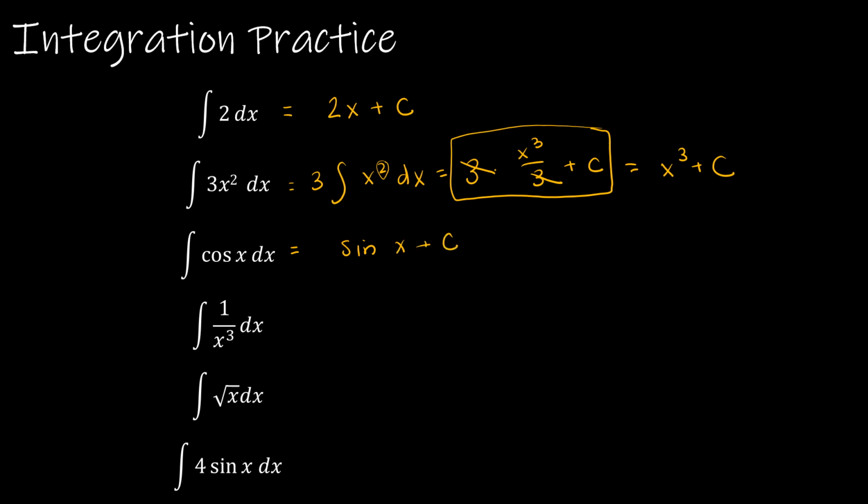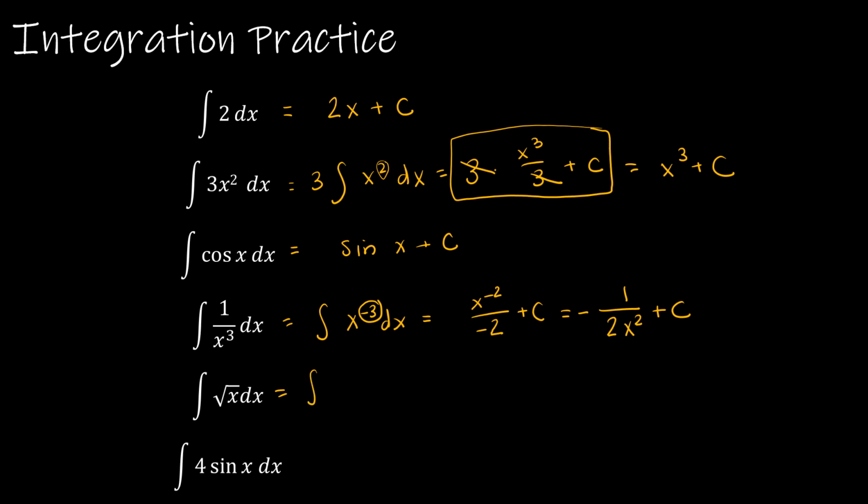Now let's take a look at 1 over x to the third. So for one like this, I am going to rewrite this as x to the negative 3 dx, and then just use that power rule. So be careful here, because I have a lot of students who say, okay, I'm going to increase negative 3 by 1, and that's going to give me negative 4 over negative 4. But if I take negative 3 plus 1, that's negative 2. So just make sure you're going in the right direction here. And then again, plus c, and then we just clean it up. So we have negative, we have a 2 in the denominator, and we have x squared in the denominator, and then plus c.